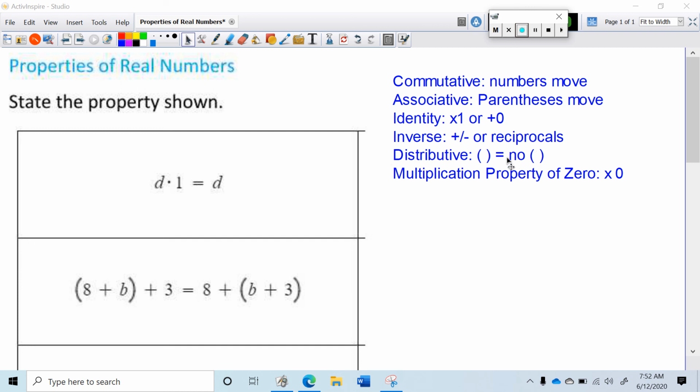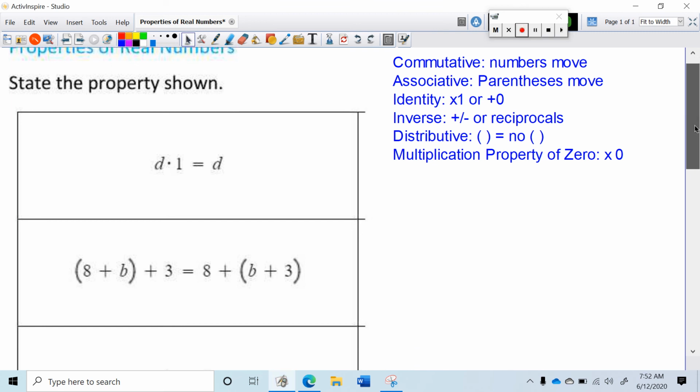Distributive property, you'll have an equal sign, and on one side you'll have parentheses, and on the other side they do not have parentheses, they've gotten rid of them. Multiplication property of 0 multiplies by 0.